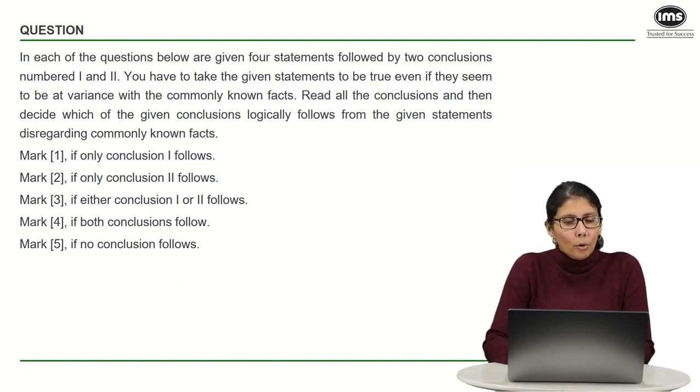When we say both conclusions follow, it's very simple. Based on the 4 statements given, both the conclusions can be derived with certainty. And the last one simply means that despite all the data, neither of the conclusions can be derived with any degree of certainty. So, let's look at our first question now.